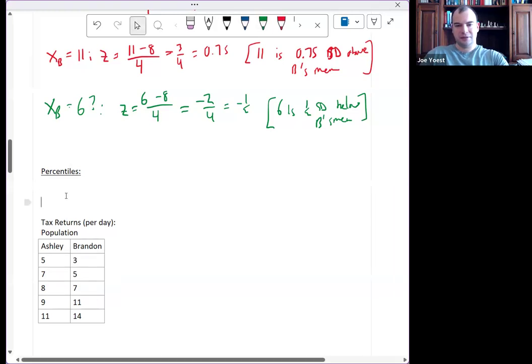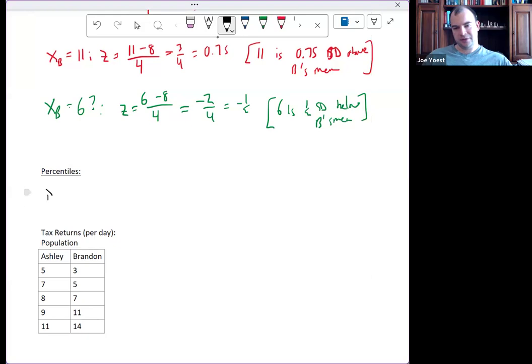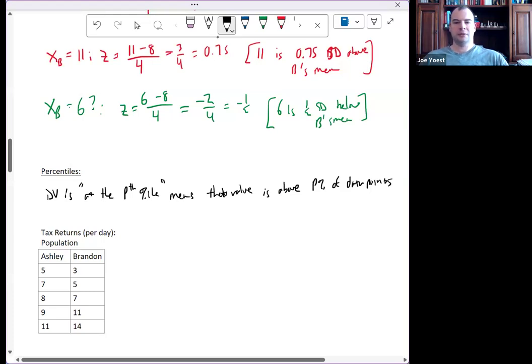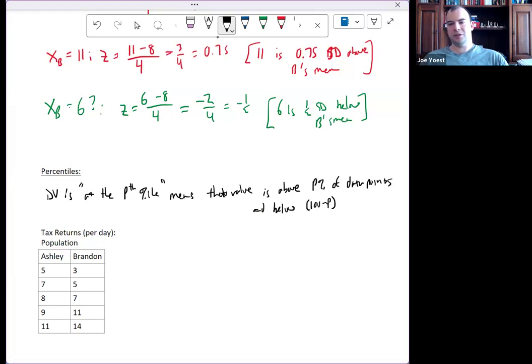So to say that a data value is, say, at the pth percentile means that data value is above p% of the other data points' values and below 100 minus p% of data points.